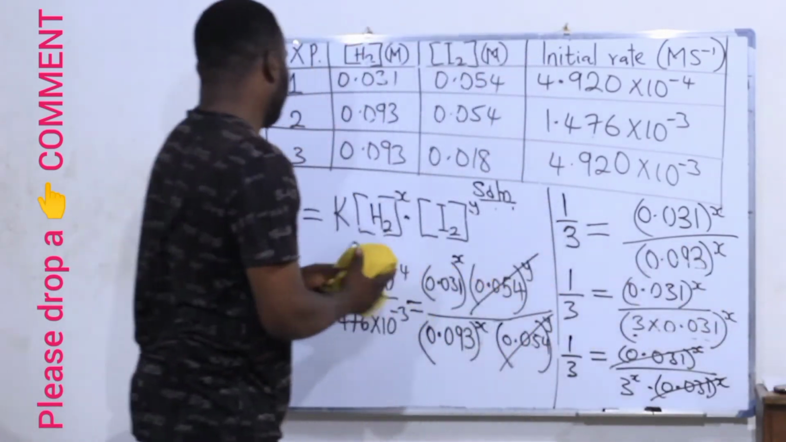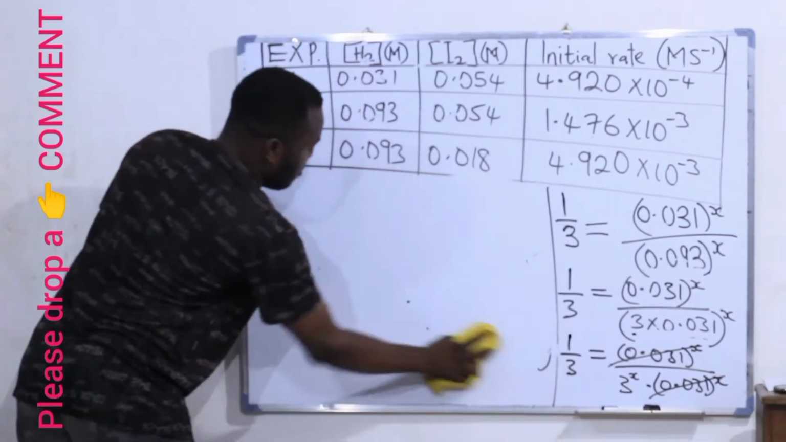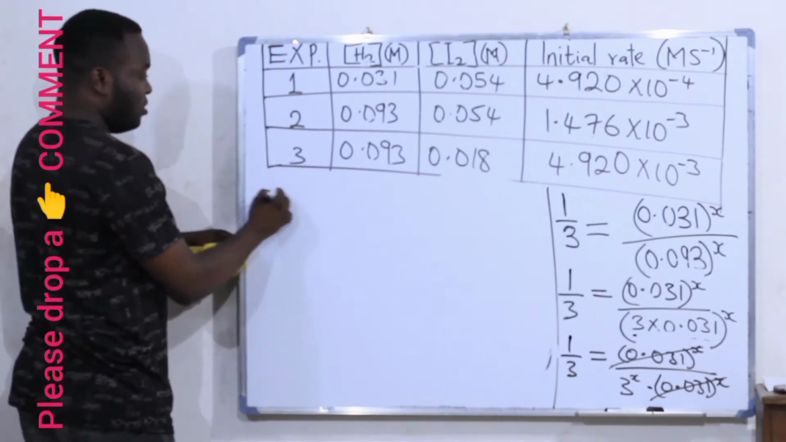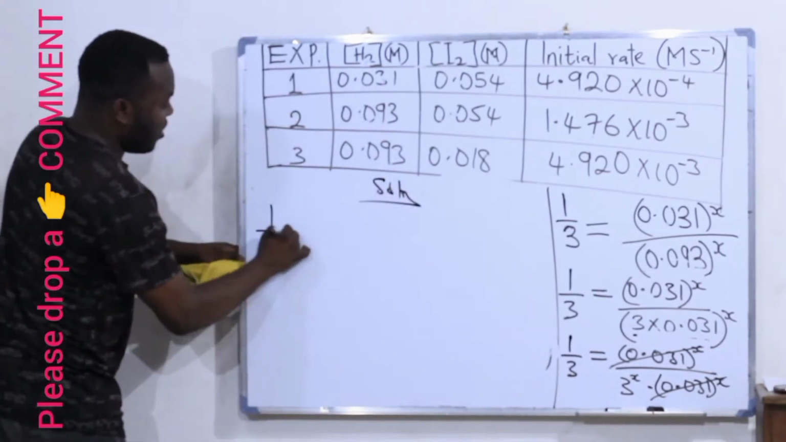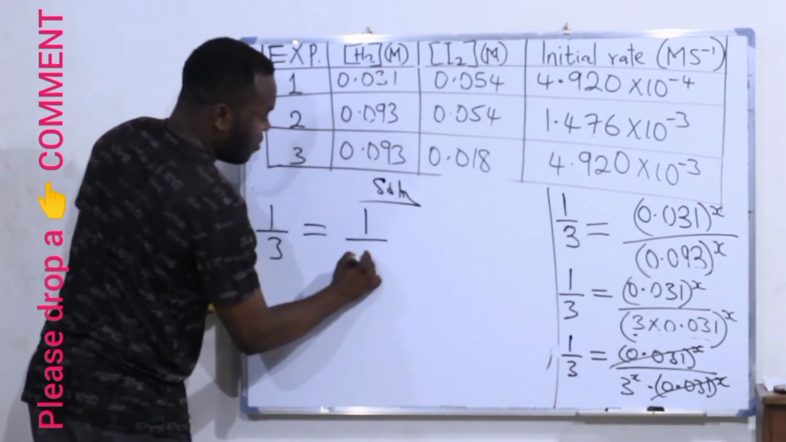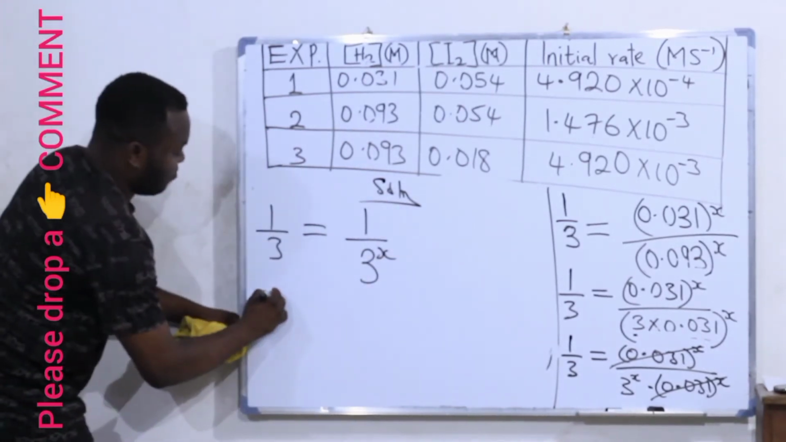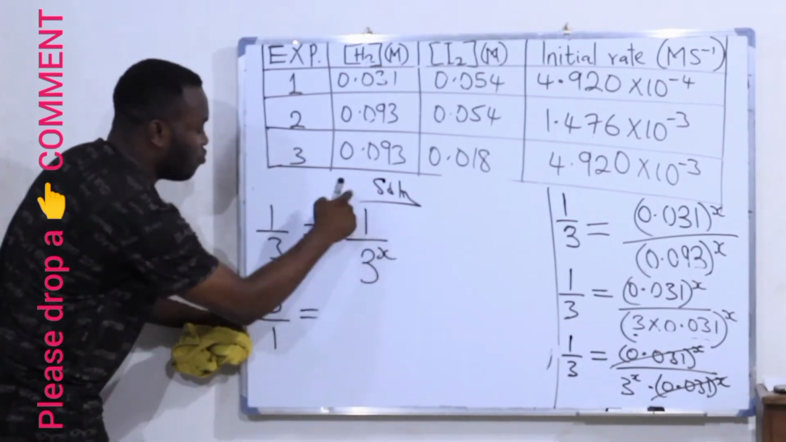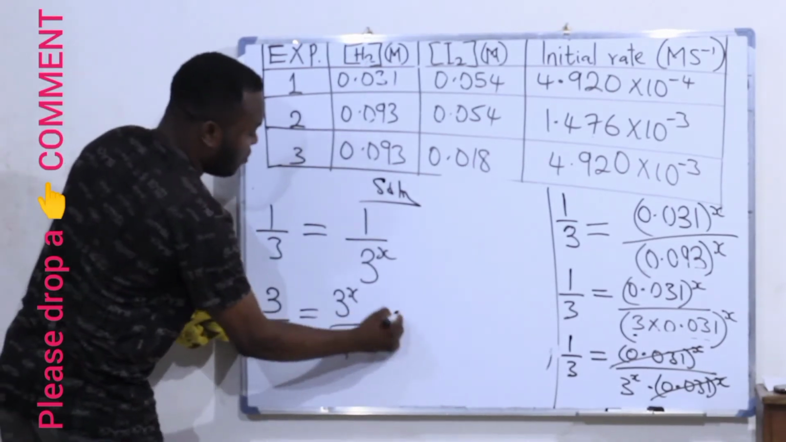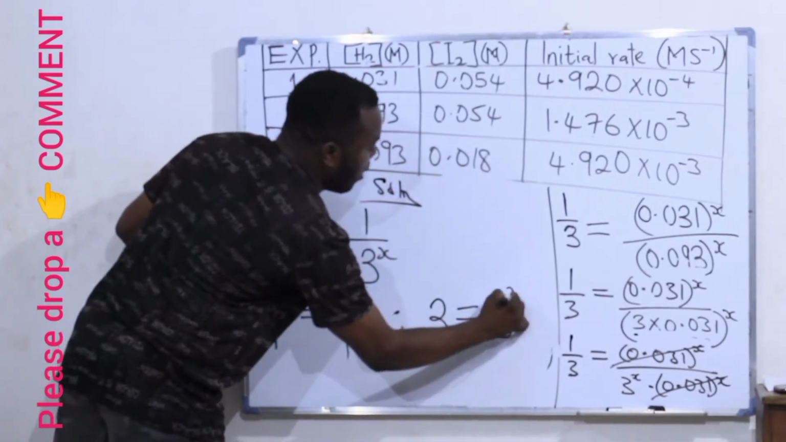And by the time they cancel out, I'm going to have here that 1 divided by 3 is equal to, I've cancelled out here, 1 left up, divided by 3 raised to power X. This is what I have. If I invert this, it means that 3 divided by 1 is equal to, this one goes up, 3 to the power X over 1. So this is what I have. Therefore, it simply means that 3 is equal to 3 raised to power x.